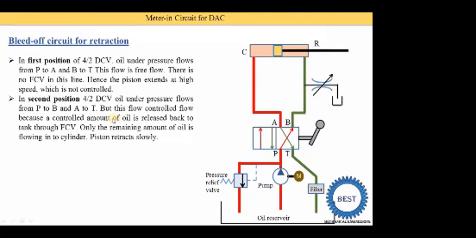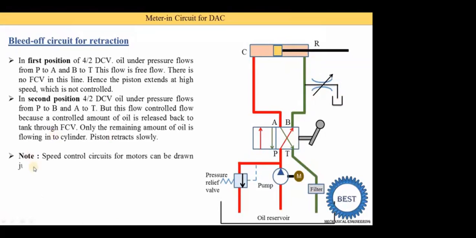But this flow is controlled flow because a controlled amount of oil is released back to the tank through the FCV. Means from this point some quantity of the oil is supplied to the flow control valve and again supplied back to the reservoir, and only the remaining amount of the oil is flowing into the cylinder and the piston retracts slowly. Suppose 1 kg of oil is coming here, and out of this 1 kg, 300 gram is supplied back to the reservoir, only 700 gram is supplied here. So the piston by default retracts with slow speed because the mass of the oil is reduced.